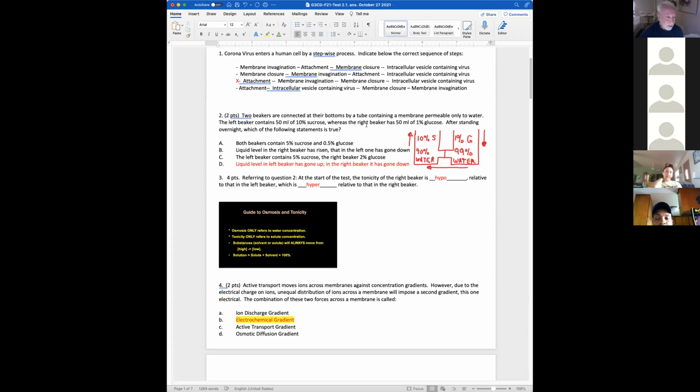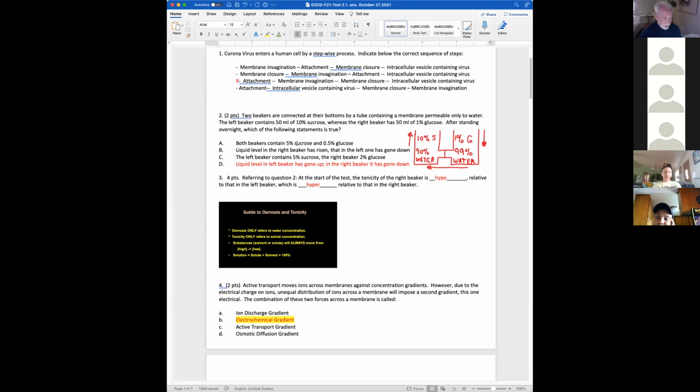So in the first case here, there's 2 beakers connected by a tube, and there's a membrane in the tube that's permeable only to water. Water can go through, solutes cannot. So the left beaker has 50 milliliters of 10% sucrose, and the right has 1% sucrose. And so you let this stand overnight, and then you're asked which of the following statements is true.